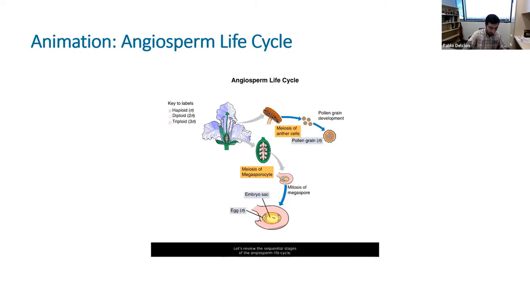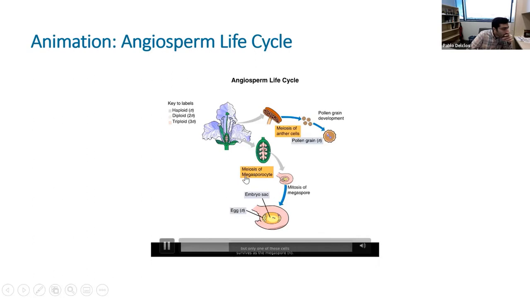Let's review the sequential stages of the angiosperm life cycle. The process that occurs in the ovary, which initiates the development of female gametophytes, is the division of a megasporocyte by meiosis. Inside an ovule, the megasporocyte, 2N, undergoes meiosis to form 4 cells, but only one of these cells survives as the megaspore, N. The nucleus of the megaspore divides by mitosis 3 times, resulting in 1 large cell with 8 haploid nuclei. You might want to remember that. Membranes then grow between these nuclei to form a multicellular structure called the embryo sac, which is the female gametophyte.